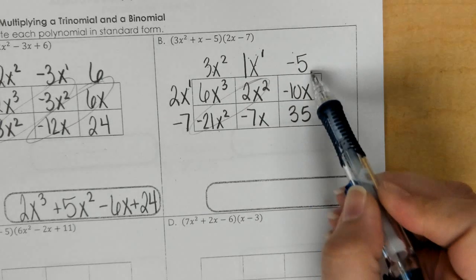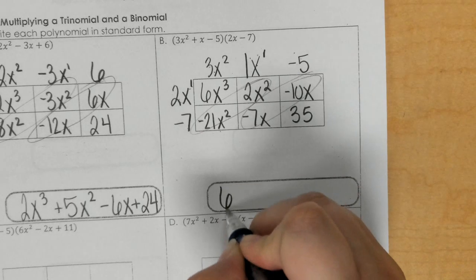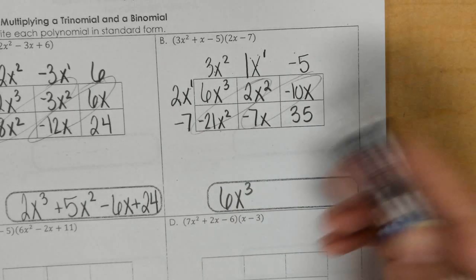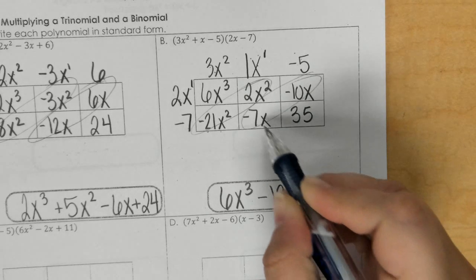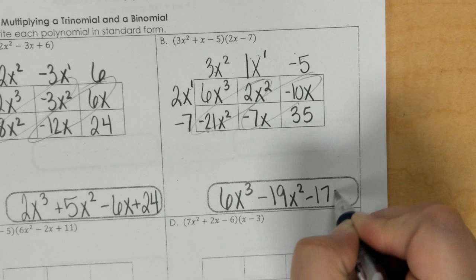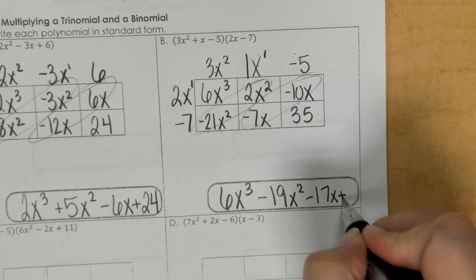I'm going to combine these x squareds and get 6x to the third. This becomes negative 19x squared. That becomes negative 17x. And lastly, I bring the 35 down.